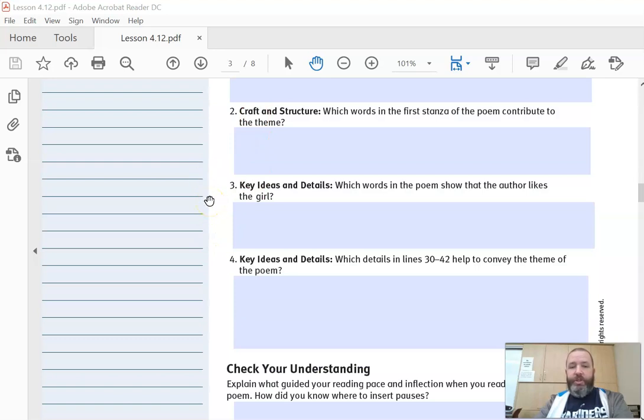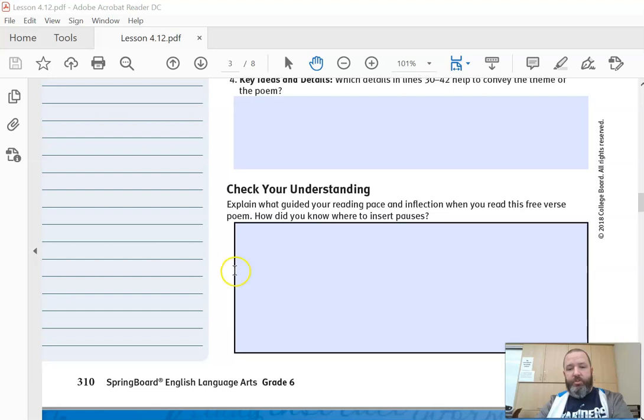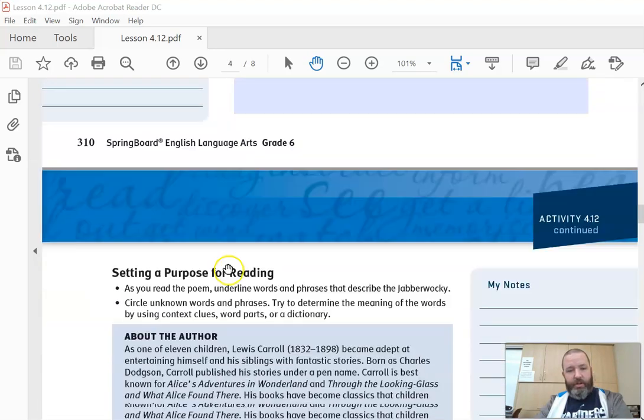Number 3, which words in the poem show that the author likes the girl? Number 4, which details in lines 30 to 42 help convey the theme of the poem? So they even give you a hint on where to find the theme. Explain what guided your reading pace and inflection when you read this free verse poem. How did you know when to insert pauses? I kind of gave you a hint of that earlier.